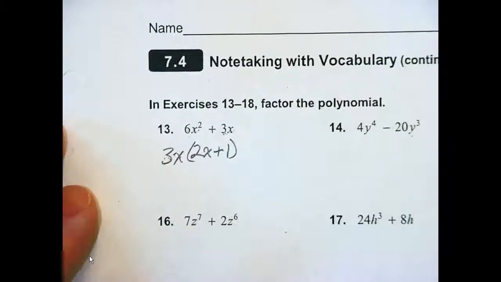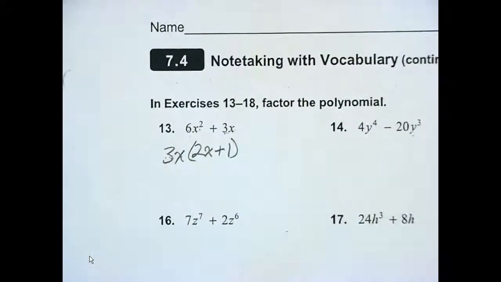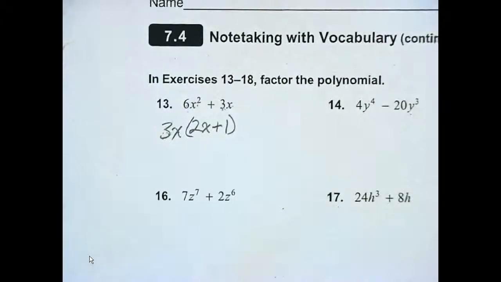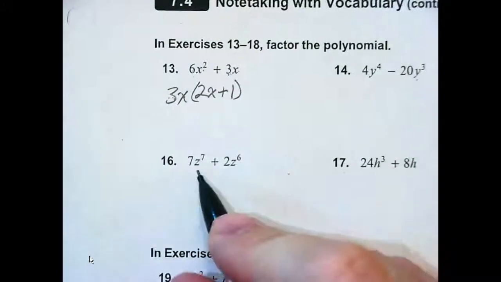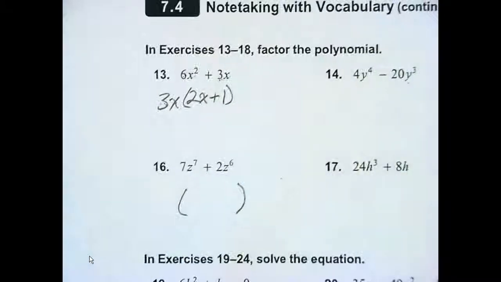So let's look at number 16. Try number 16. What goes into 2 and 7, and what goes into z to the 7th and z to the 6th? Talk with your groupies about it there.